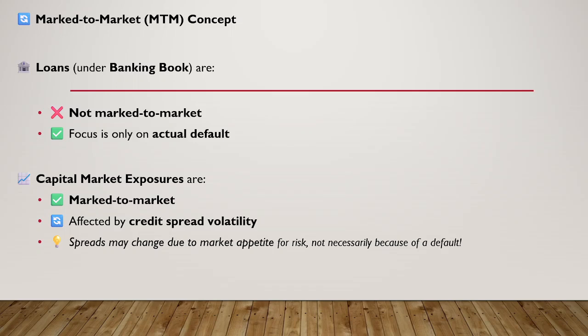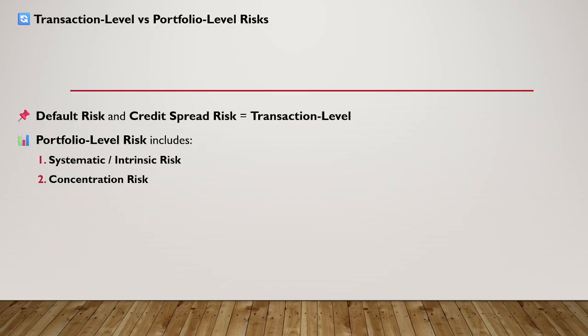Another key distinction we need to understand is between transaction-level risks and portfolio-level risks. Default risk and credit spread risk, these apply to individual exposures. That's why we call them transaction-level risks. But when we look at the credit portfolio as a whole, say, all the loans and exposures held by a bank, we consider portfolio-level risks.